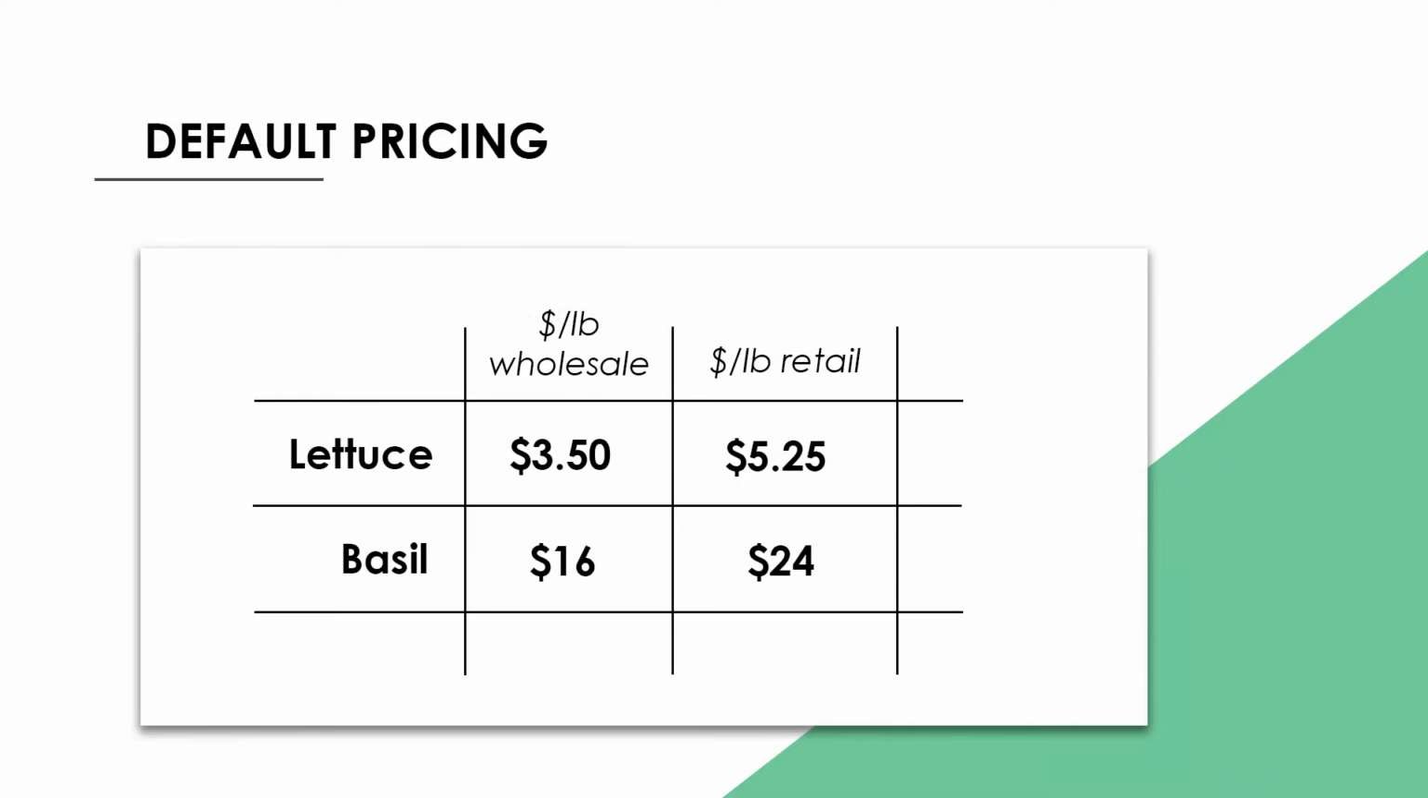Yeah, as a conservative starting point, we're seeing for greens, maybe $3.50 wholesale and $5.25 retail. Like I said, that's a conservative starting point, and it ranges a lot depending on where you're at in the country. For herbs, we're looking at closer to $16 a pound wholesale and $24 a pound retail. But we've also seen farmers getting more than this.